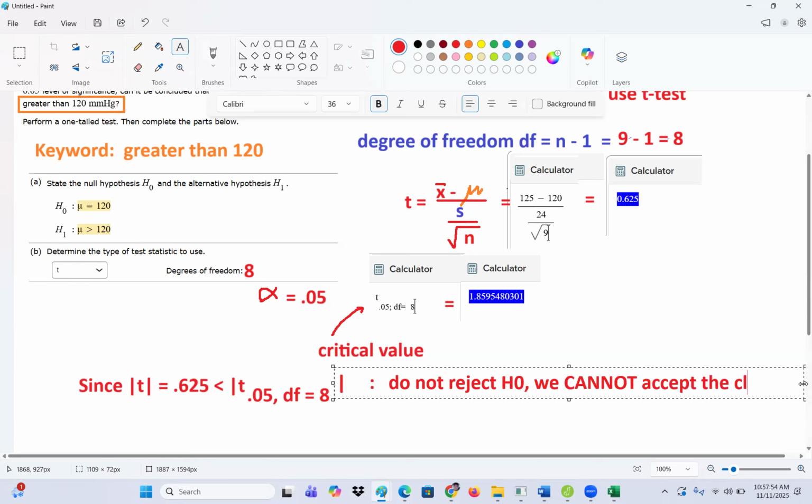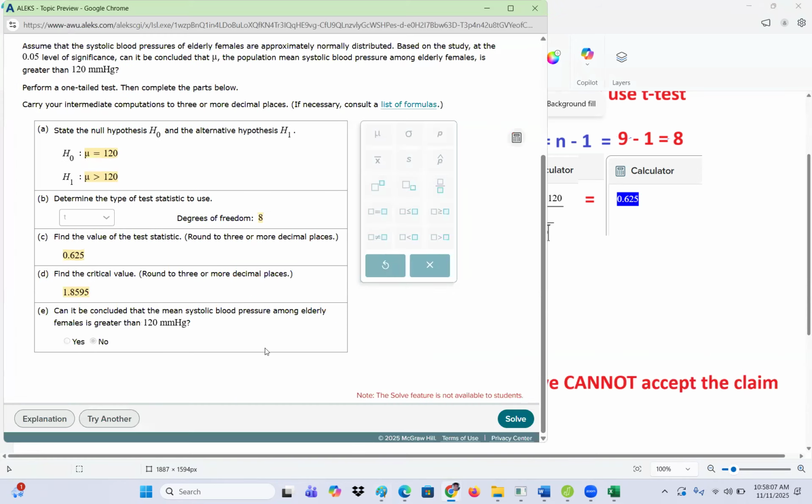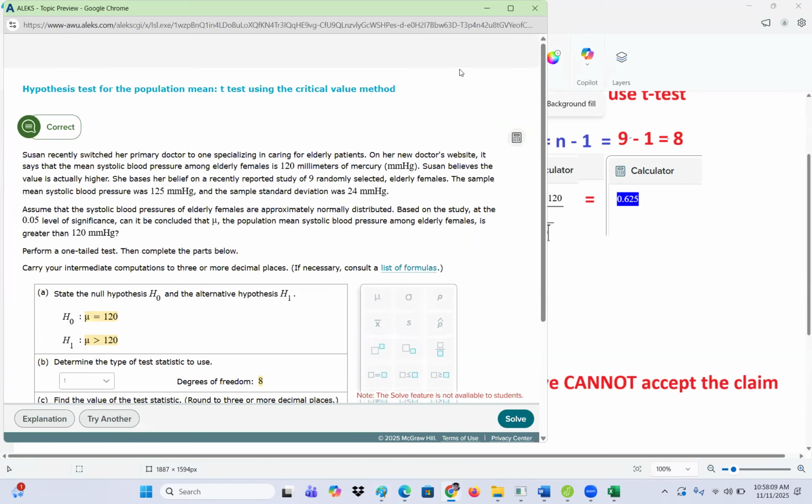Run back into like the room full of smoke. Right. So rejecting the H0 is going to help us accept the claim, but if we do not reject, or you fail to reject, then we cannot accept the claim. So it's as simple as what we have so far. Any question?